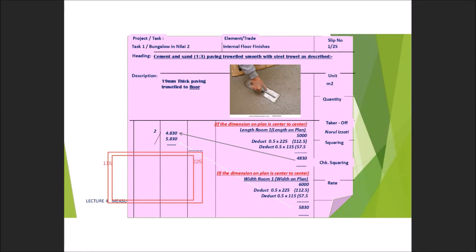So in order for you to get the length, I draw in another line. Let's say the dimension is center to center. Okay, the dimension in blue color is center to center. How do you want to get the length? You have to deduct half of the brick wall 225 and half of the 115.